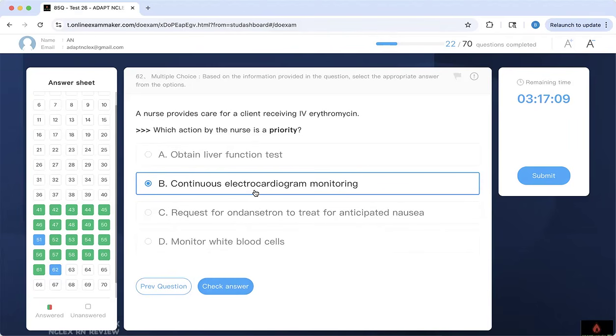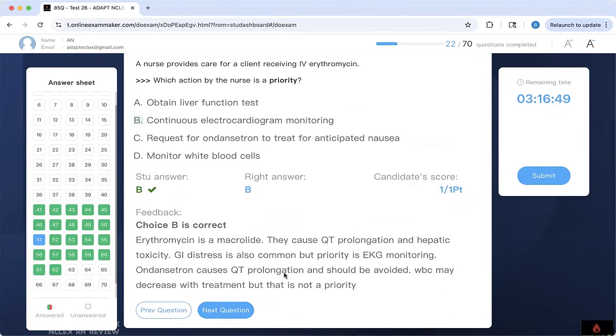It's a macrolide. These are macrolides. Macrolides cause QT prolongation, and therefore, when a patient is on IV erythromycin, you need cardiac monitoring because of QT prolongation. Ondansetron causes QT prolongation, so you should avoid it. Liver function test is not a priority, or white blood cell is not a priority because the antibiotic is going to take care of the infection. So that's not a priority.